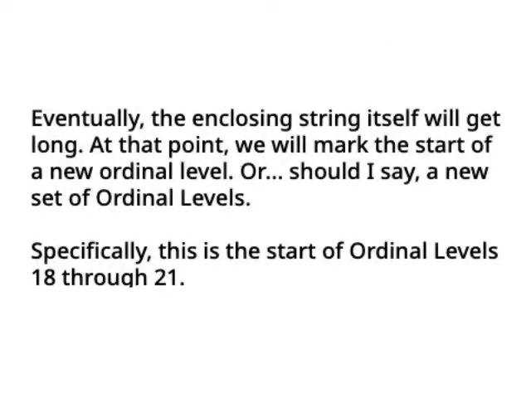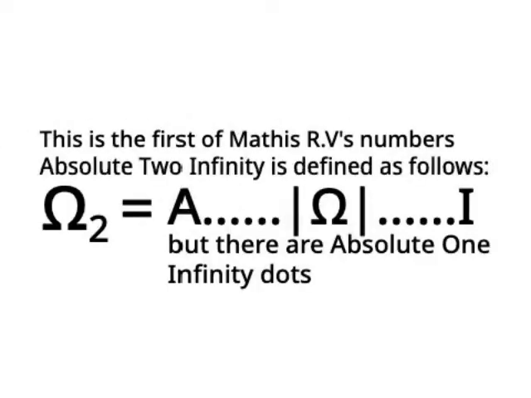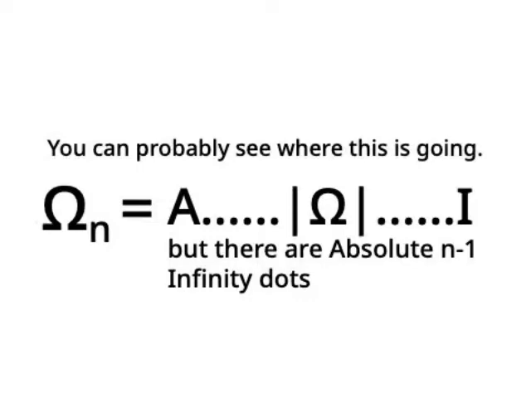Eventually, the enclosing string itself will get long. At that point, we will mark the start of a new ordinal level. Or, should I say, a new set of ordinal levels. Specifically, this is the start of ordinal levels 18 through 21. The limit of this function is Absolute 1 Infinity. This is the first of Mathis RB's numbers. Absolute 2 Infinity is defined as follows. You can probably see where this is going.